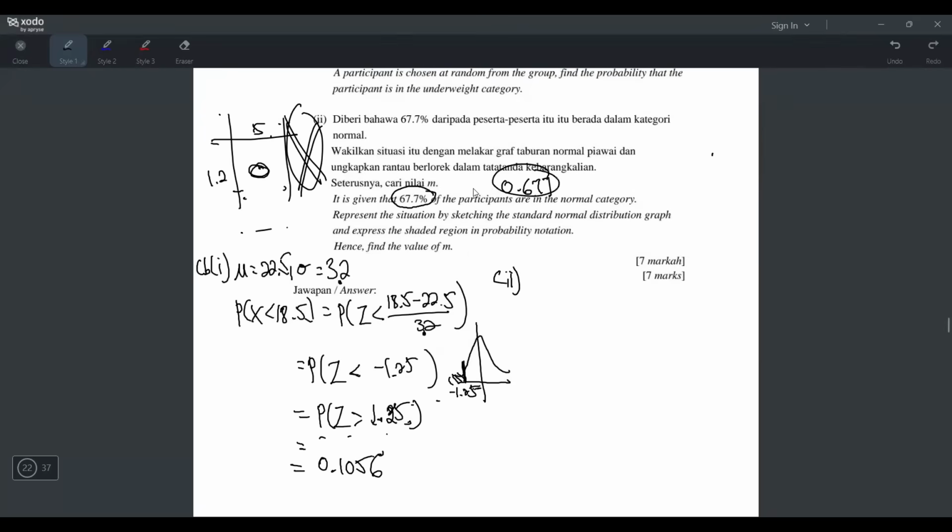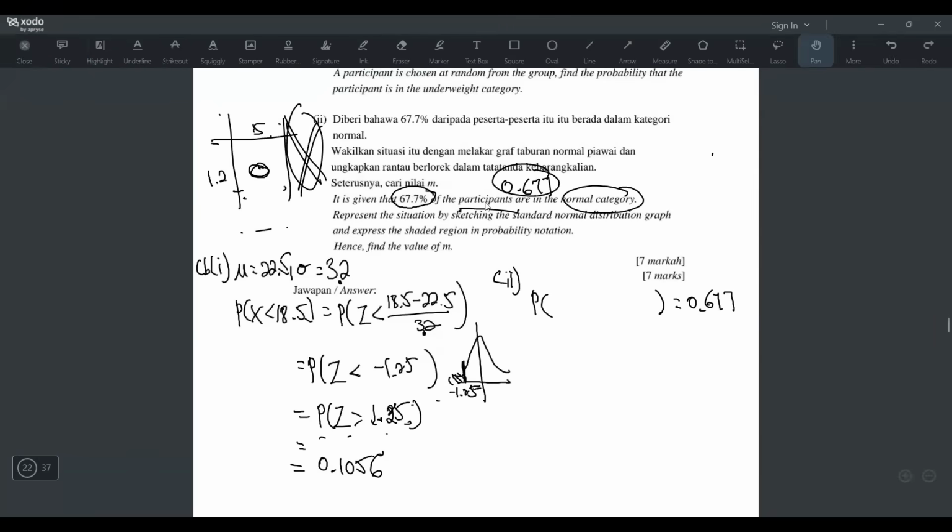So this is actually the probability of what? Of participants in the normal category. So they give you the probability in the normal category already, 0.677. And then they say represent the situation by sketching the standard normal distribution graph and express the shaded region in probability notation. Hence, find the value of M. So they ask us to sketch, right? And not only do they ask us to sketch, they also ask us to find the value of M.